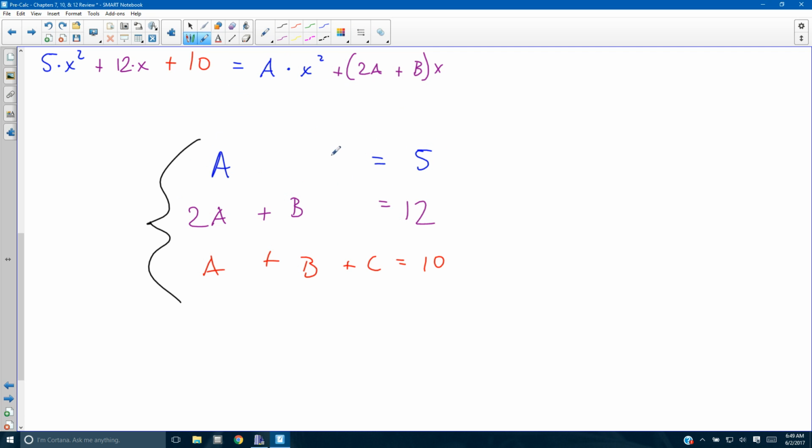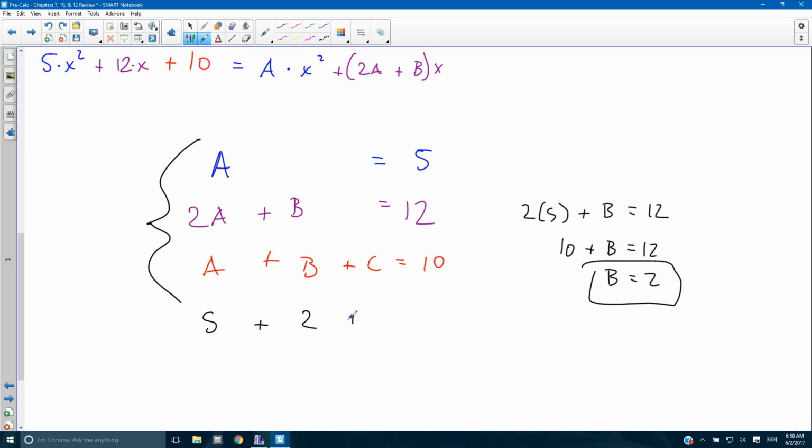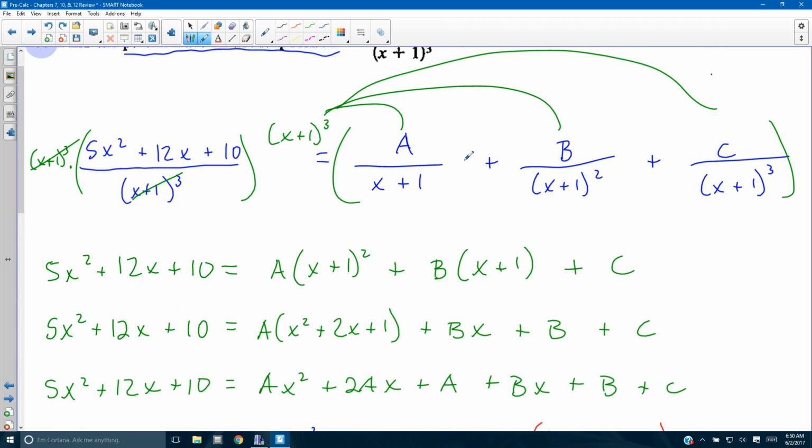Well, I already know that a is 5, so I'm going to trickle down here. 2 times 5 plus b is 12. 10 plus b is 12, so b is 2. A is 5, b is 2, and then 5 plus 2 plus c equals 10. 7 plus c equals 10, so c equals 3. So these letters here represent the numerators that go in that decomposed set of fractions I put in here before, and that'll be the final solution set.